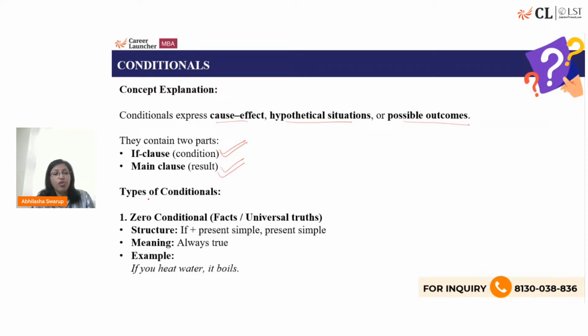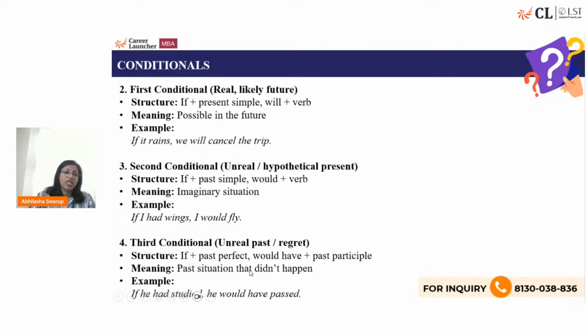So the first type of conditional is the zero conditional, which speaks about facts or universal truths. You will write it like this: if plus simple present and then plus simple present. The meaning, it's always true. So for example, if you heat water, it boils, right? Okay. So that's how the zero conditional is written.